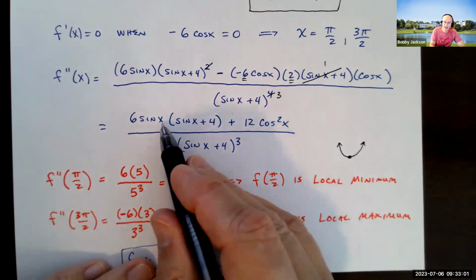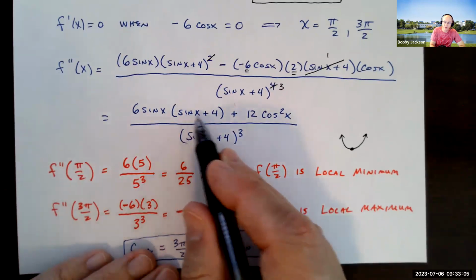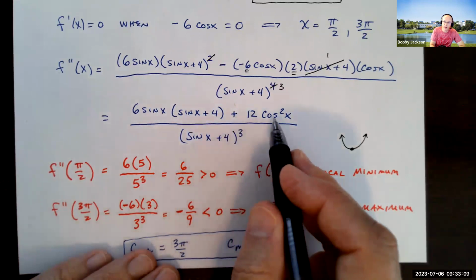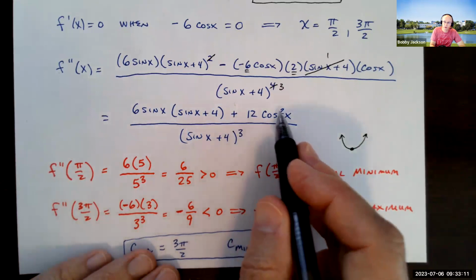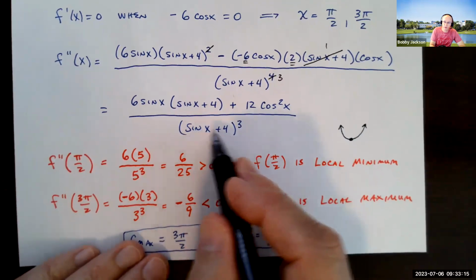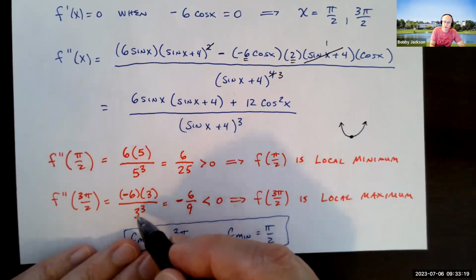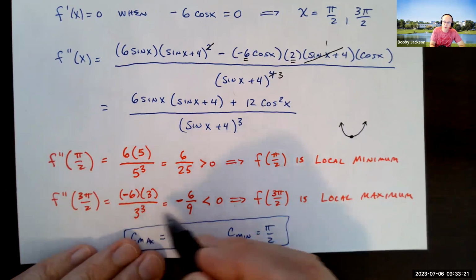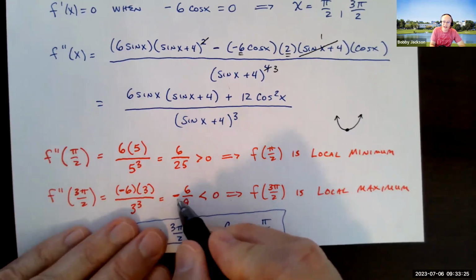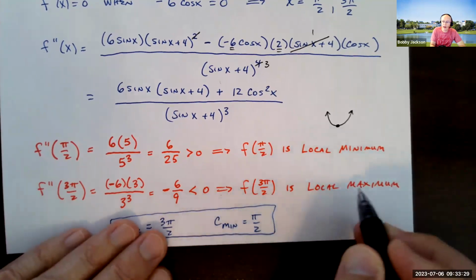On the other hand, the second derivative evaluated at 3 pi over 2: well, sine of 3 pi over 2 is -1. So I get -6. -1 plus 4 is 3. Cosine of 3 pi over 2 is 0. So this whole thing again is 0. Sine of 3 pi over 2 is -1, plus 4 is 3 cubed. And I can divide out one of these 3s and I get -6 over 3 squared, -6/9, or -2/3. The important thing is, again, it's negative, it's less than 0. That implies that f of 3 pi over 2 is a local maximum.